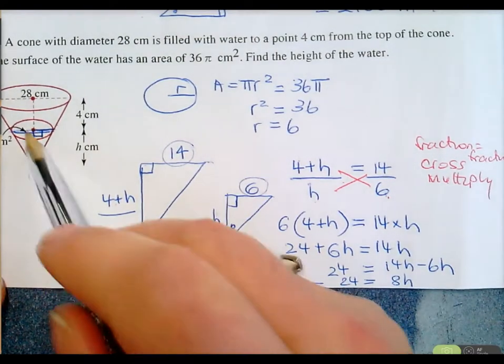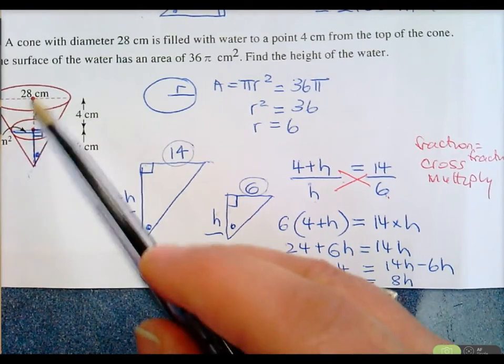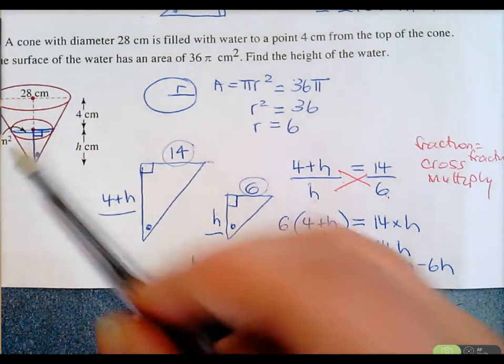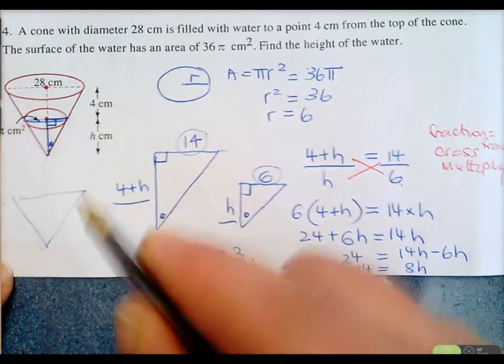That's the height of the water. It's 3. Do you see why I needed to do right angle triangles? Because these measurements were vertical measurements. So you wouldn't go and do the triangle like this. It's not going to help you.